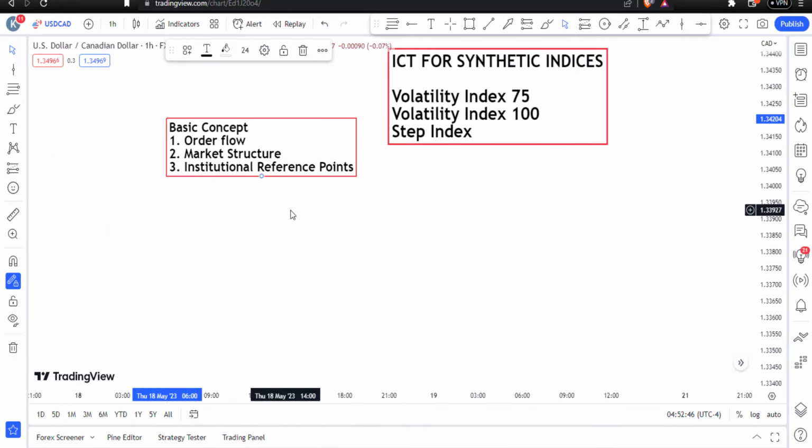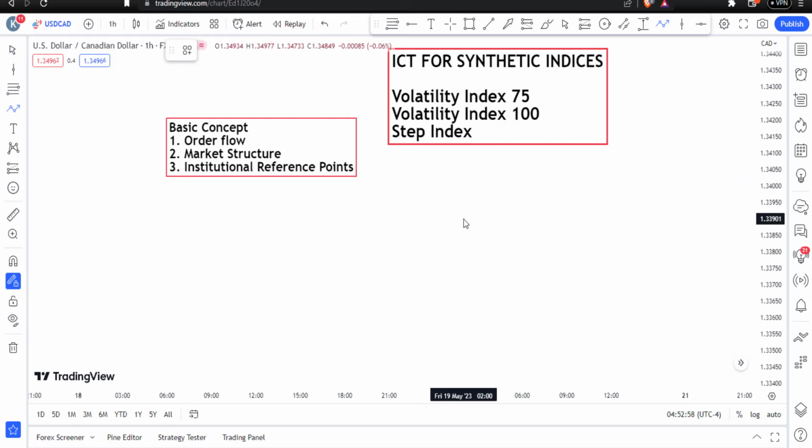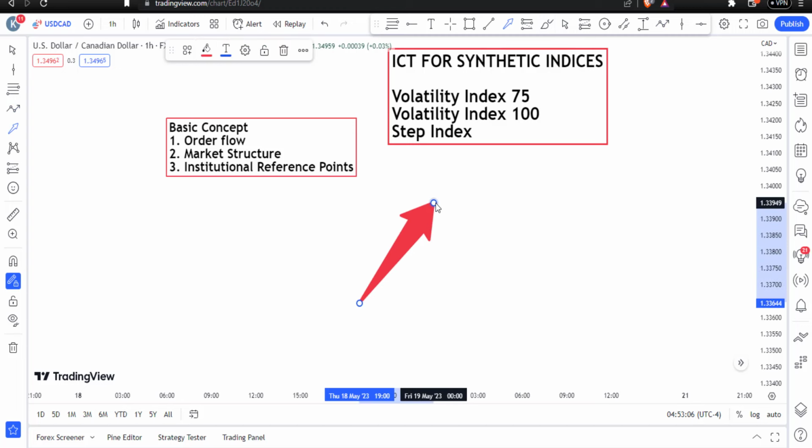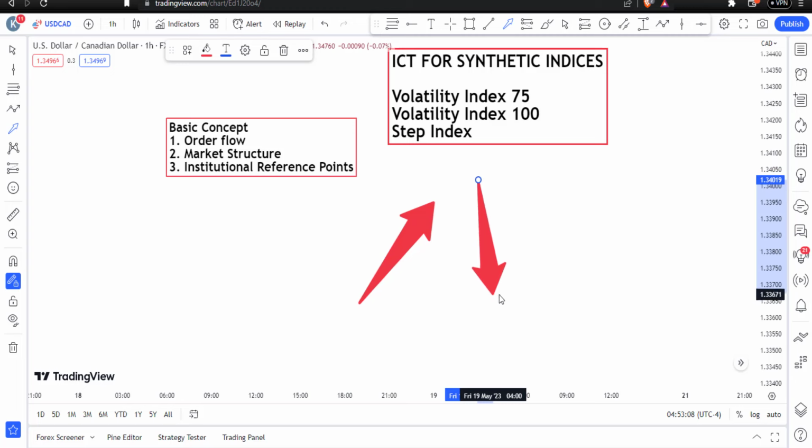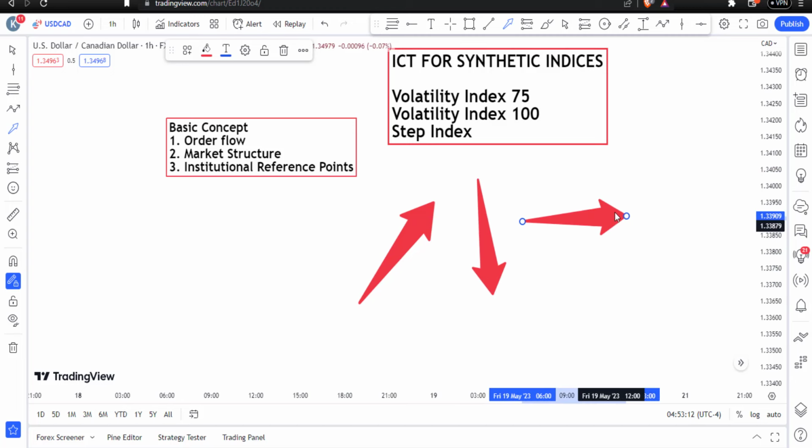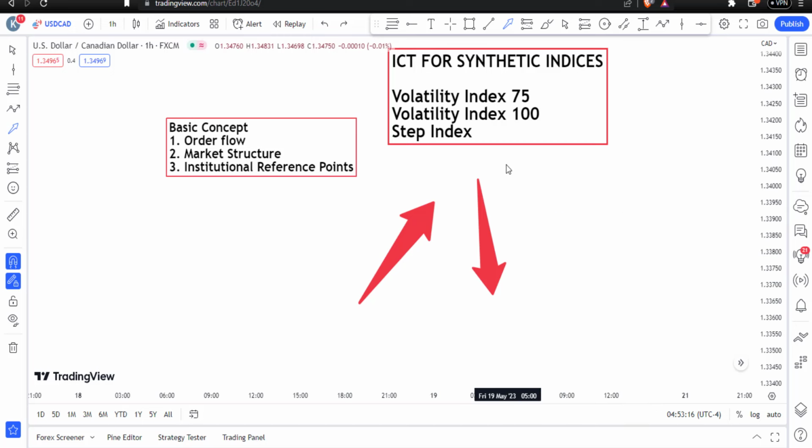Now we will couple order flow with market structure. Market structure is when you see price breaking every single high or every single low that was created as price moved from one point to another. What that means is that we have three market conditions. The first one is an uptrend, which moves in an upward direction. Then we have a downtrend. Then we have a consolidating market, where the market ranges instead of moving in one direction.